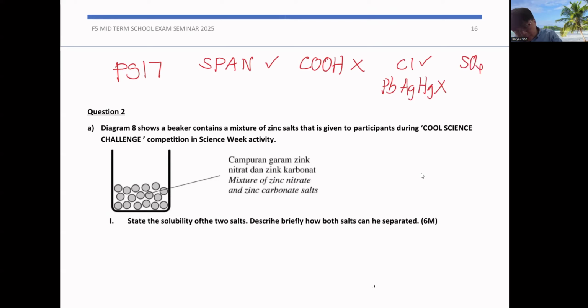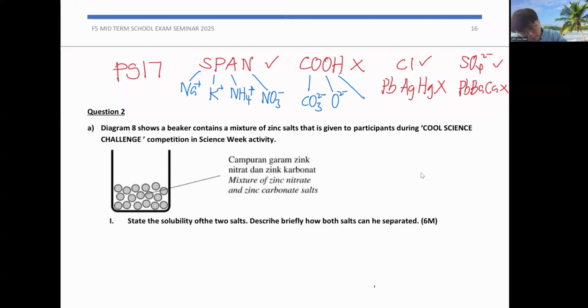Then sulfate, all soluble except barium sulfate, not soluble. The rest soluble. Okay, so who is your SPAN? So this is Na, then potassium, ammonium, nitrate. Then this is carbonate, oxide, hydroxide.